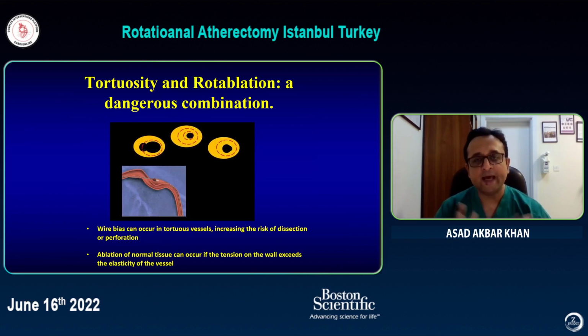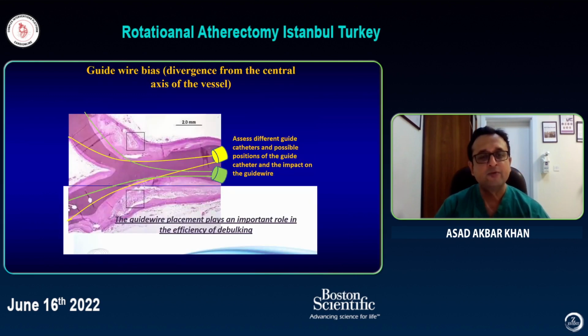So tortuosity, as Professor Shefkat showed, and rotablation doesn't always go well, and you have to be really on your toes, making sure you don't end up with a complication. The reason being, in a tortuous vessel, depending on what angle your wire hits a particular tortuosity, your wire might be more biased towards a particular vessel wall. We call it divergence from the central axis of the vessel.